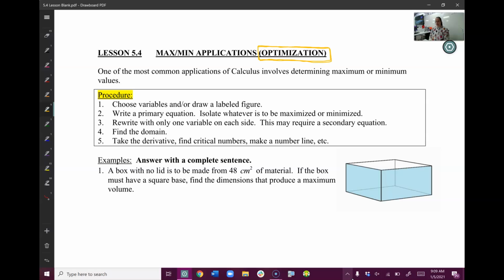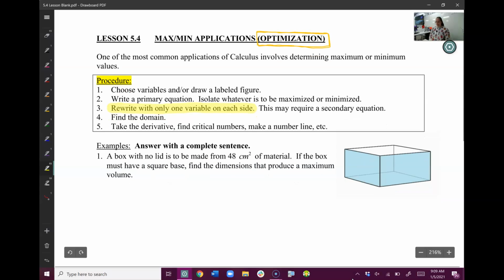Now, there is this procedure written out right here for you. The most important part of this procedure, the one I really want you to remember, is rewrite with only one variable on each side. That's something we're going to talk about a lot in this lesson.